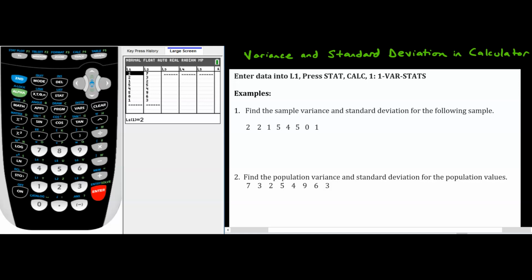In this video, let's look at how to find the variance and standard deviation of a data set in the calculator. And we're actually going to use the exact same tool that we used before. That's the 1VARSTATS tool. And you should use this tool throughout this entire course whenever you're finding summary statistics like mean, median, variance, standard deviation.